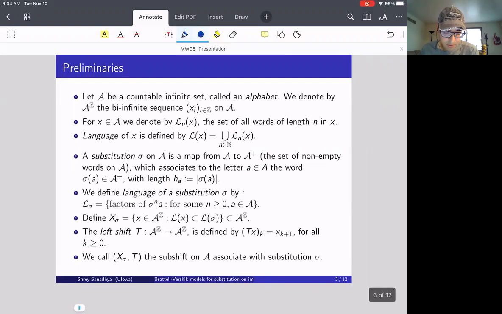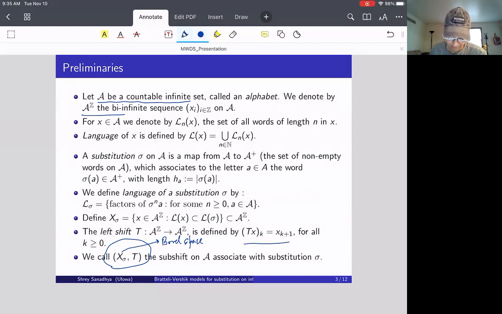So here is some background. This is simply the same as a substitution system on finite alphabets. The only difference here is that, of course, I'm working with countable infinite alphabets. I'm working with bi-infinite sequences, and my subshift X sigma is no longer compact. It's a Borel space. So that's the only big difference from the usual substitution systems on finite alphabets. We work with the left shift and everything else is the same. So X sigma is not a compact space. It is now a Borel space.